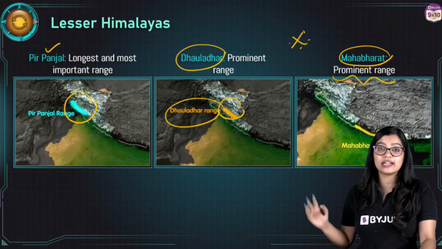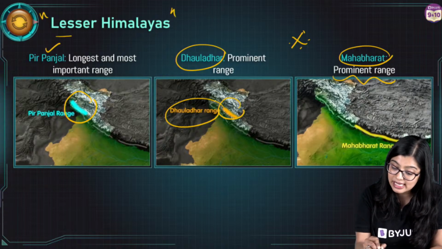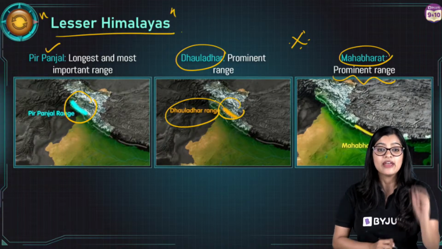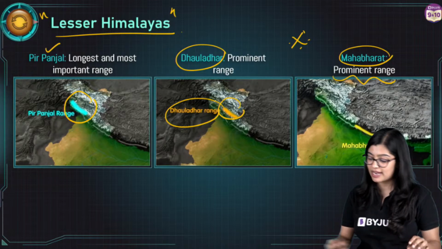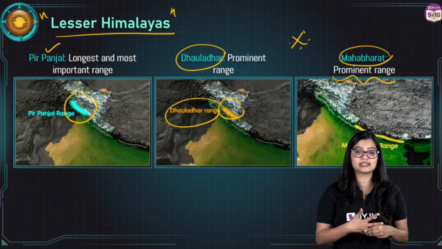And we also know that in the lesser Himalayas, various hill stations also come, right? Various hill stations. So can you give me some names of hill stations?